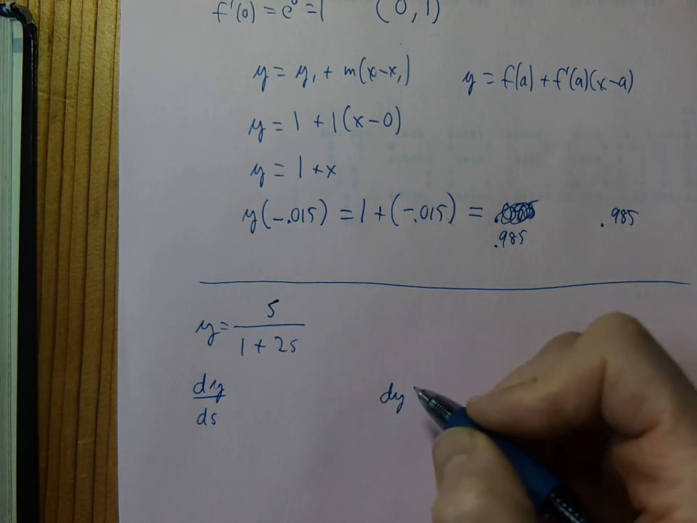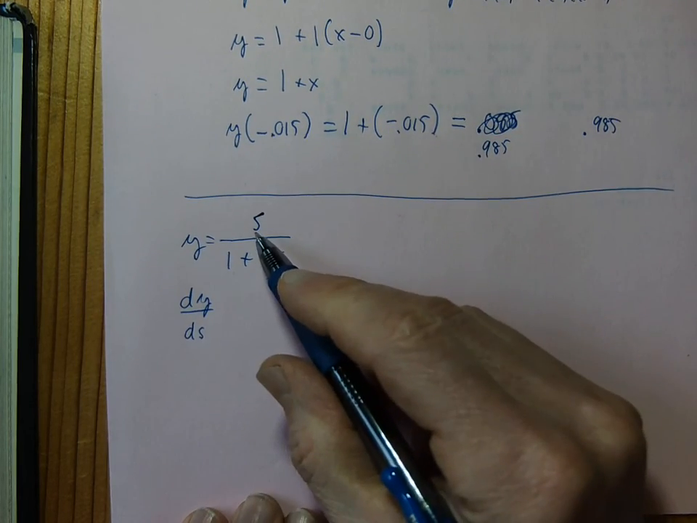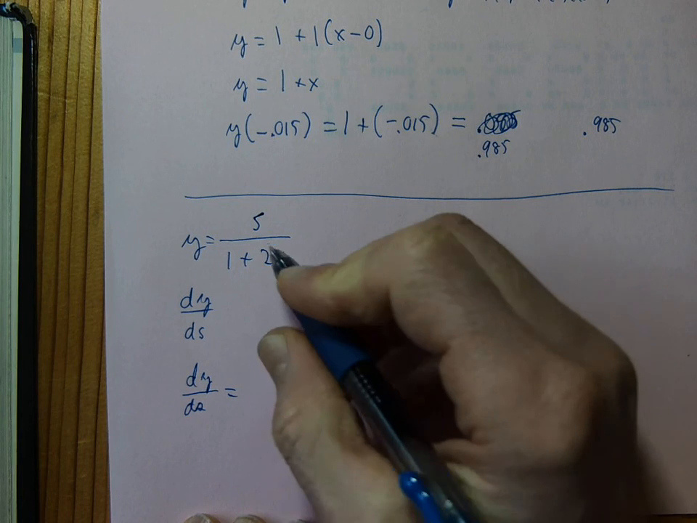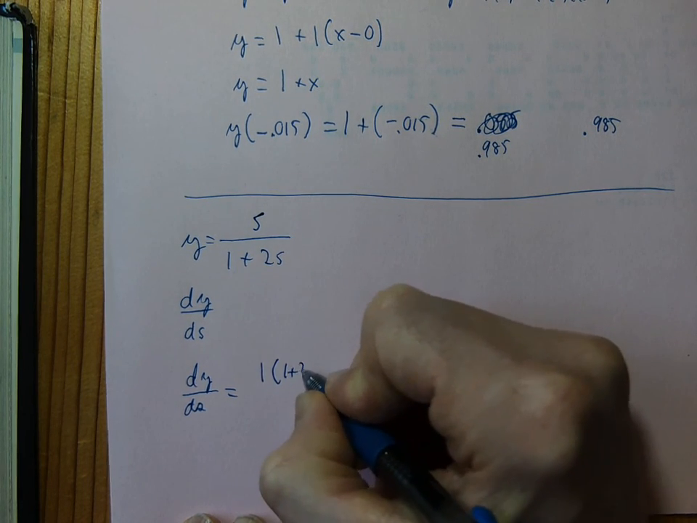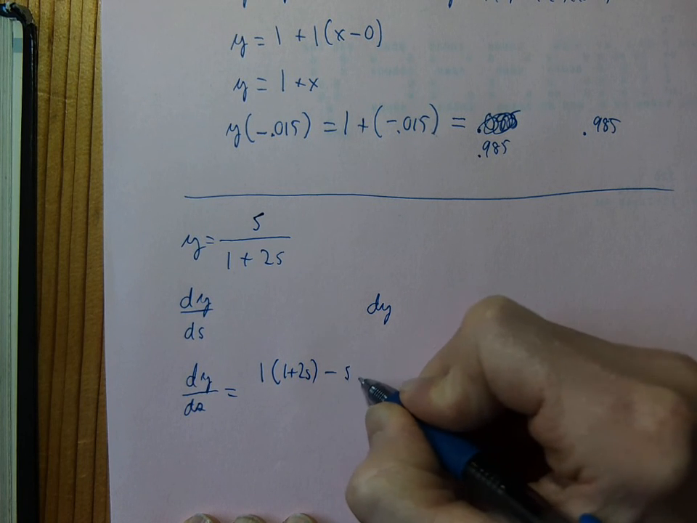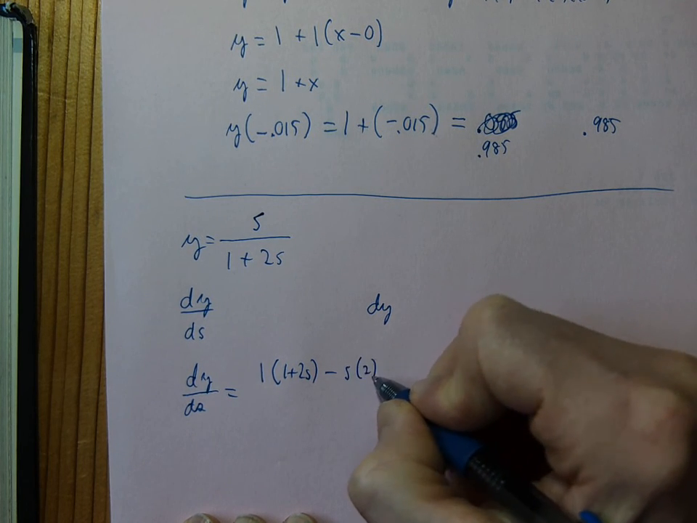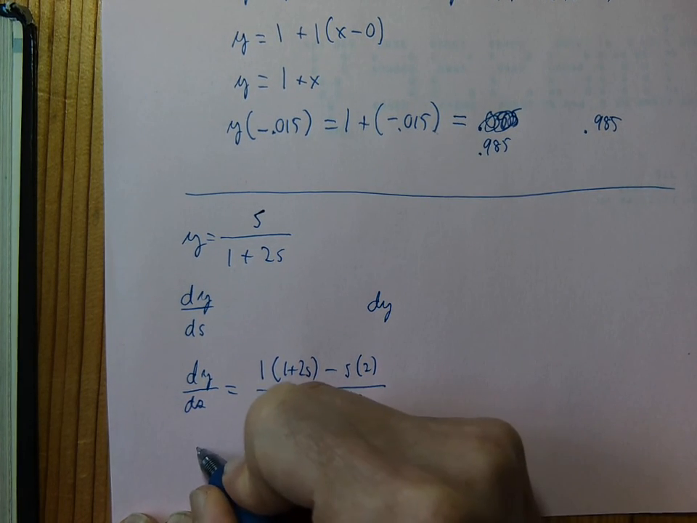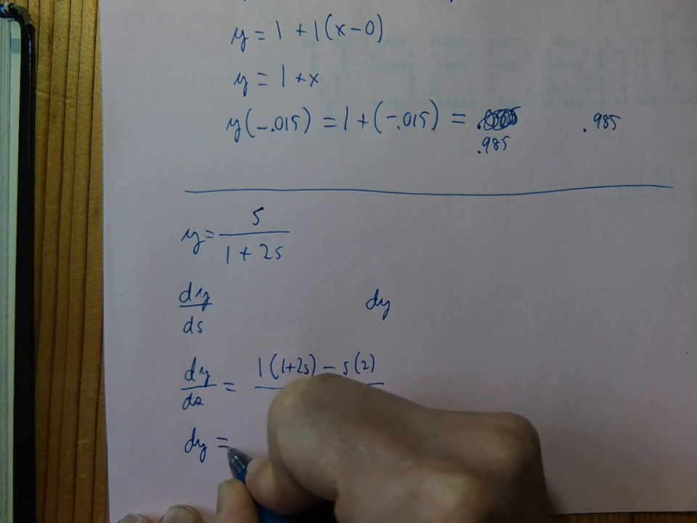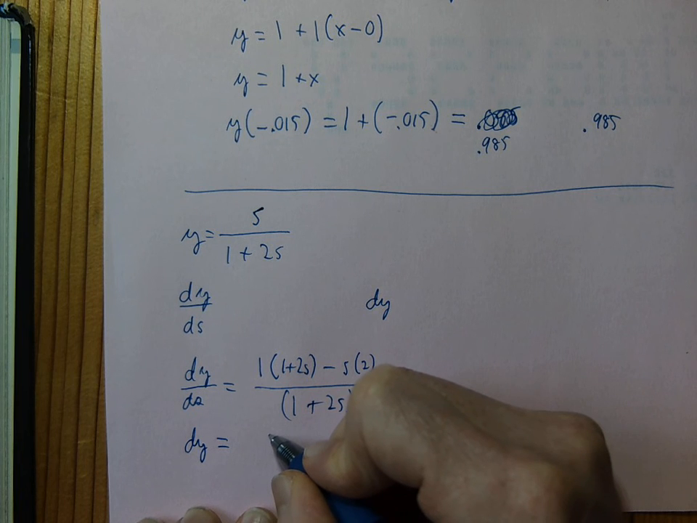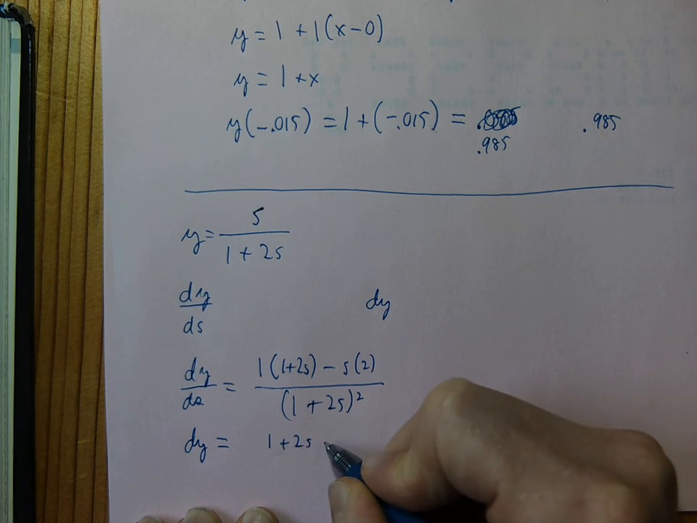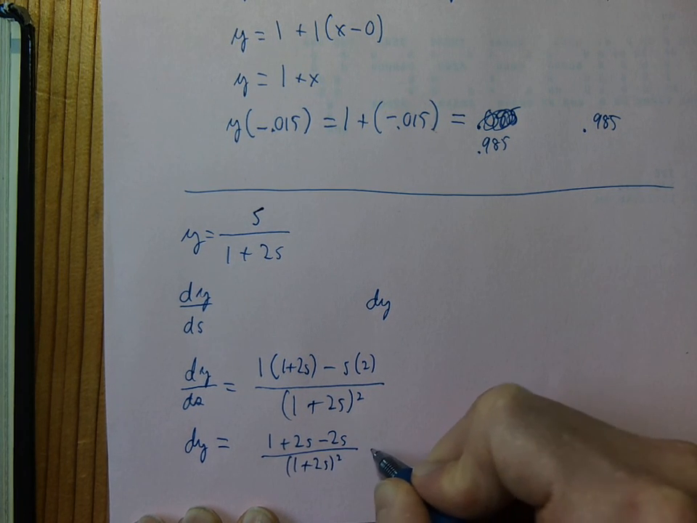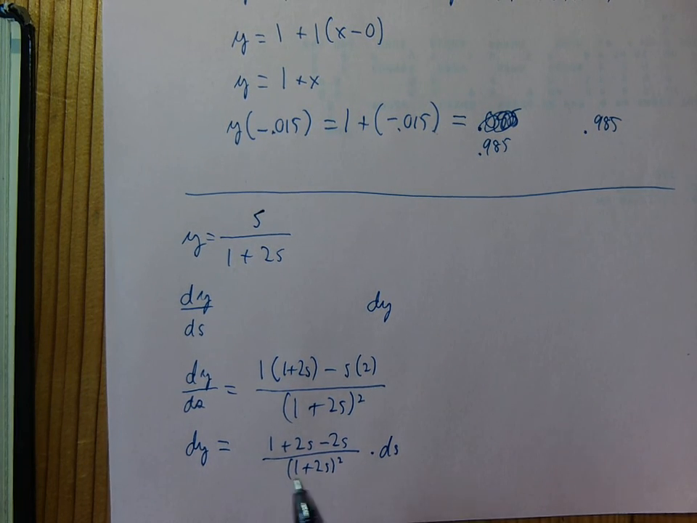So all you're doing is taking the derivative and then putting the ds on the other side, and that's the differential. In this case, this has to be a quotient rule. So the derivative dy ds would be the derivative of the top, which is 1, times the bottom, 1 plus 2s, minus the top, s, times the derivative of the bottom, which is just 2, all divided by the bottom squared, 1 plus 2s squared. And so the differential dy is equal to, on the top, 1 plus 2s minus 2s, divided by 1 plus 2s squared, times ds. That's our differential, dy.